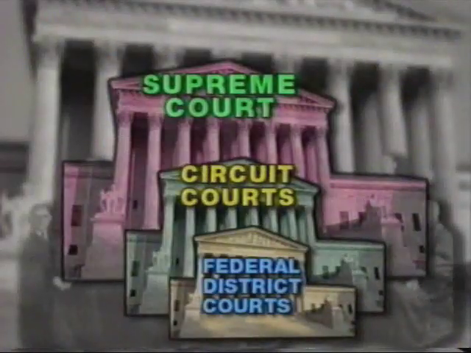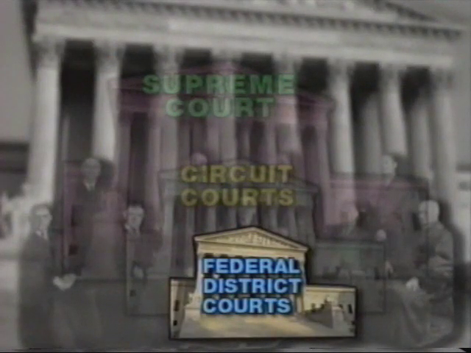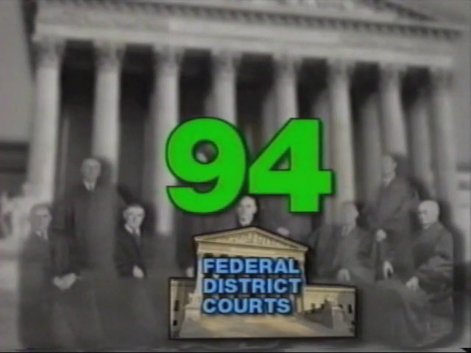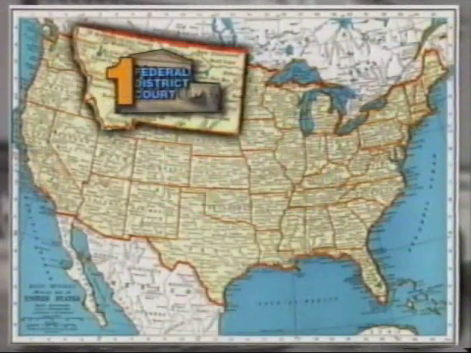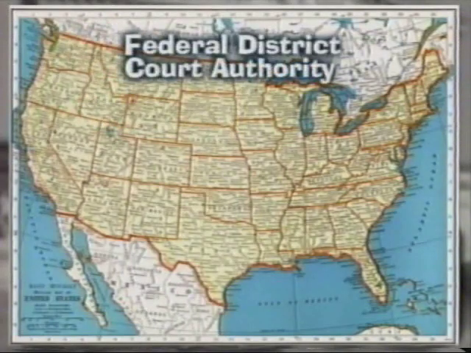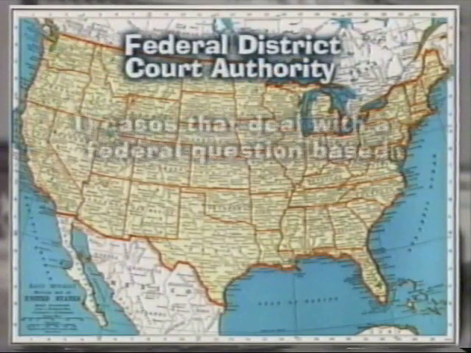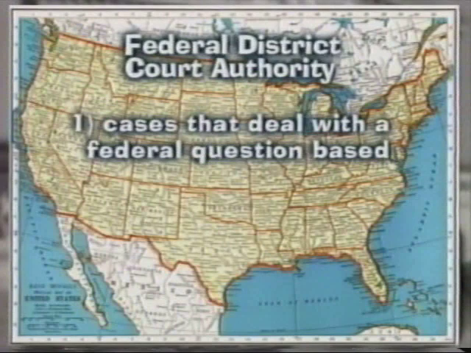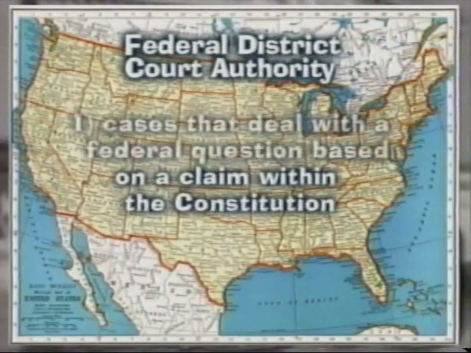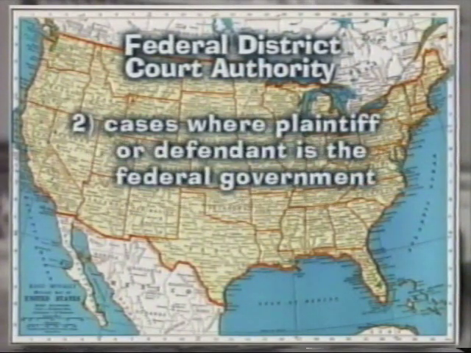The federal district courts are the lowest level courts on the federal tier. There are over 94 federal district courts in the country and at least one in each state. What does the authority of the federal district courts include? First, those cases that deal with a federal question whose issue is based on a claim within the U.S. Constitution. Second, cases where the plaintiff or the defendant is the federal government.